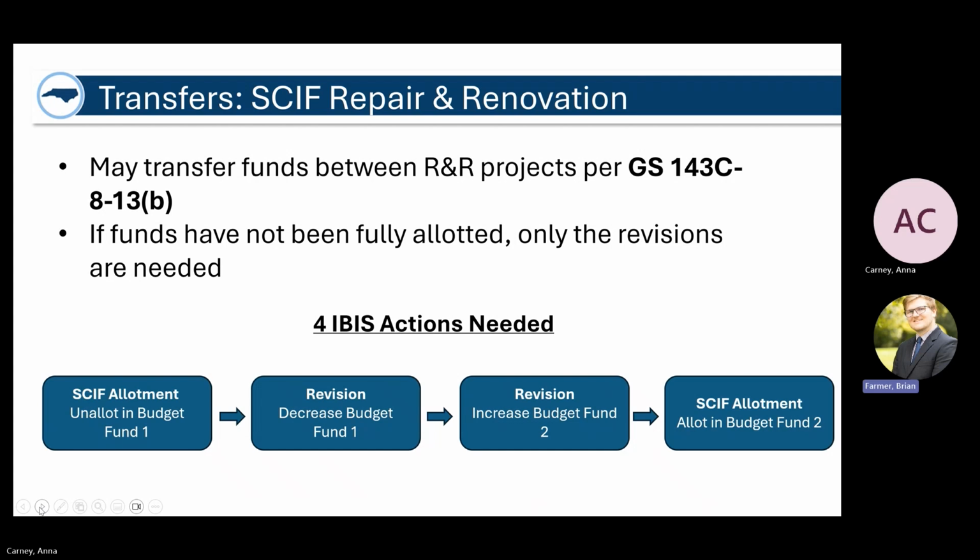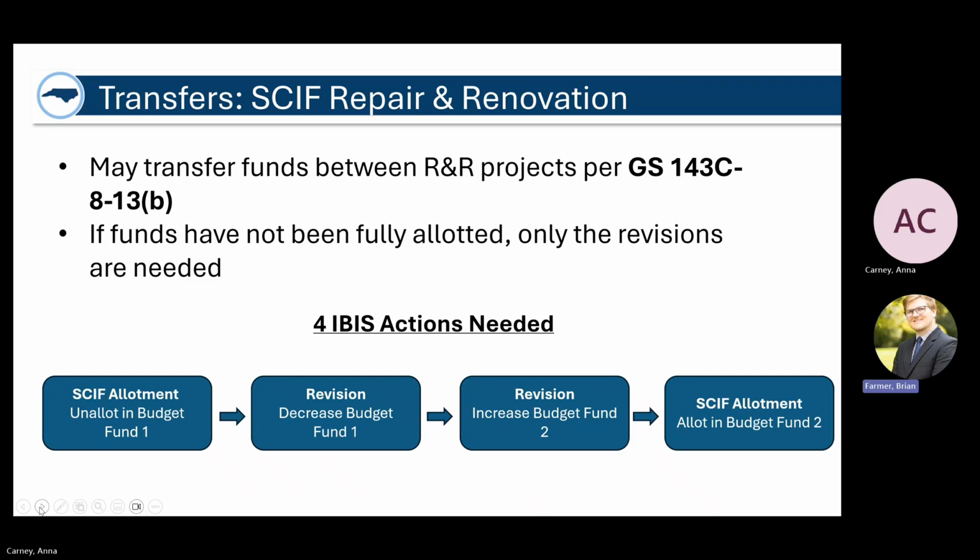If the funds have not been fully allotted yet, how we'll want you to do that is just do a revision to reduce that SCIF budget authority in the sending budget fund, and then do another revision to increase the budget authority of that same SCIF in the receiving budget fund.